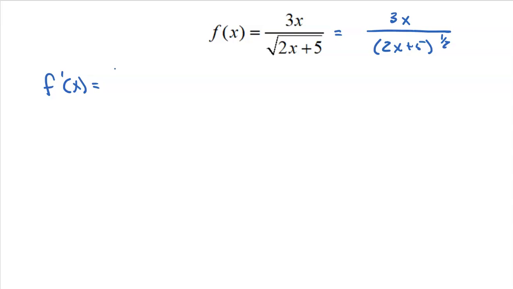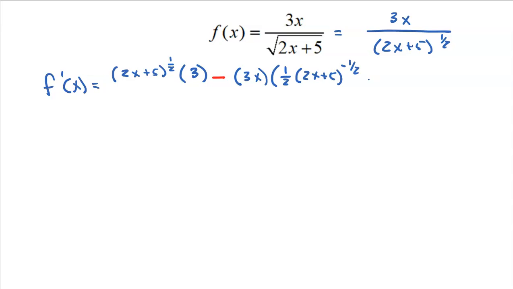So I'm going to start with the bottom. The bottom is 2x plus 5 to the 1/2 times the derivative of the top, 3. Whew, okay, that was pretty easy. Not too bad. Minus, now I'm going to take the top, 3x, and I'm going to multiply it by the derivative of the bottom. But the derivative of the bottom is going to require the chain rule. The 1/2 falls down in front, 2x plus 5 raised to the negative 1/2 multiplied by the derivative of the inside. The derivative of that inside is just 2. So there is using the chain rule.